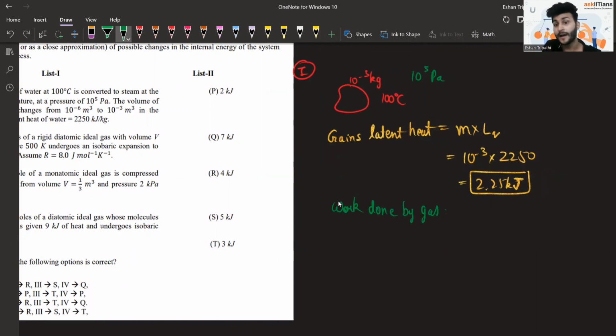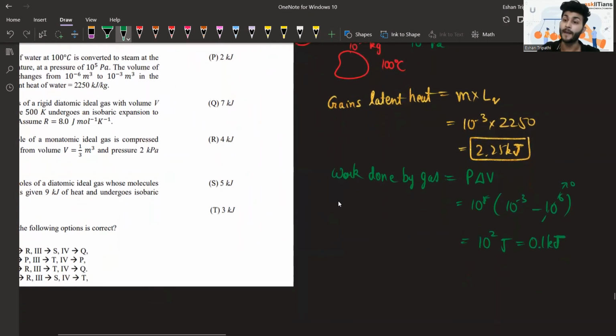So work done by the gas, guys, in this case is the constant pressure multiplied by the change in the volume. The constant pressure is 10 to the power 5 and the change in volume is 10 to the power minus 3 minus 10 to the minus 6. This is approximately 0 compared to it. So this comes out to be 10 to the power 2 joules, which is basically 0.1 kilojoule. So 0.1 kilojoules of work is done by the gas.